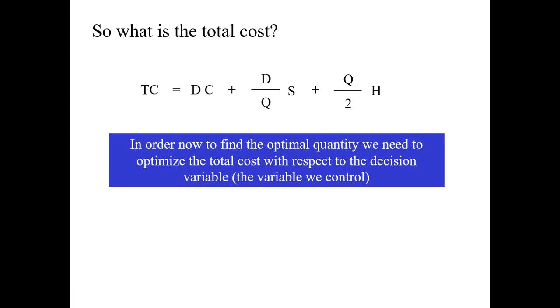So in order to find the optimum quantity, we need to optimize the total cost. Optimization can be done in mathematics by differentiation. The only thing that we can control is Q. So we have to differentiate this particular equation with respect to Q, because Q is the only thing that we can control. The rest of the quantities are all constants.